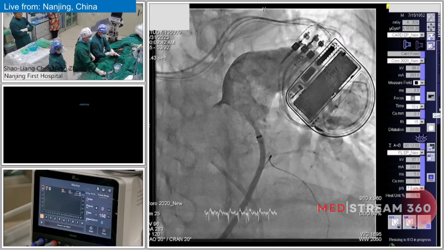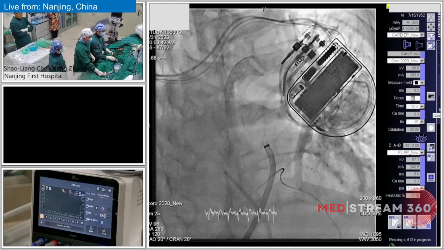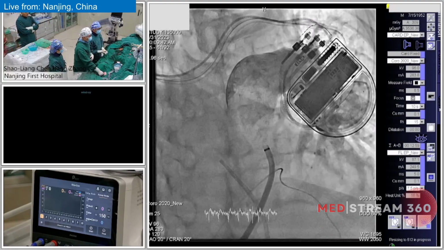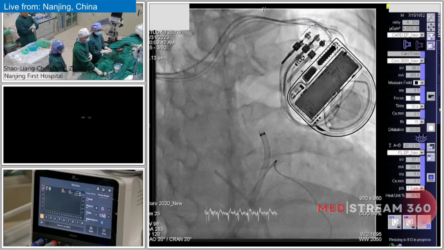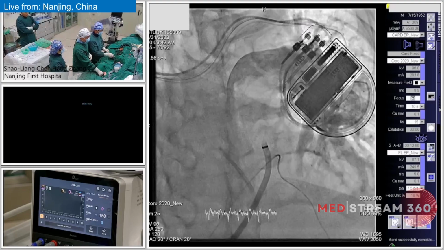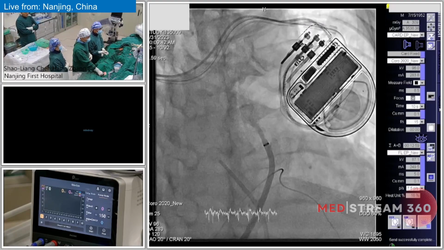So usually we need to use two projections. One is the caudal, the other one is the cranial. Both are very shallow projections. That means only 20 degrees for cranial, also 20 degrees for LAO.